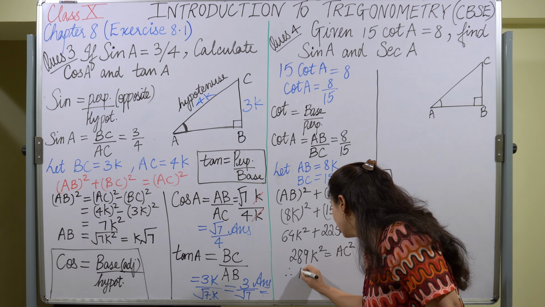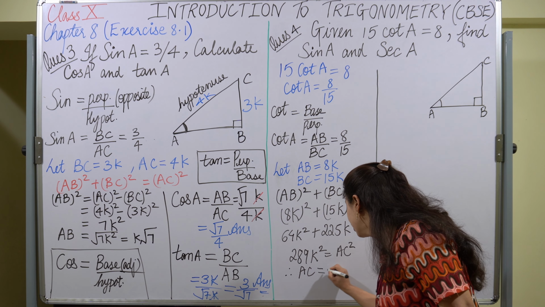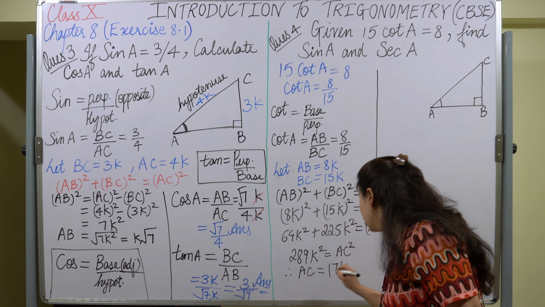So therefore AC will be equal to 17k. We will be taking the under root because we need to remove the square sign. This can only be removed by taking the square root. So square root of 289k square will be 17k, because 17 square is 289. Okay, so AC value we have got to be 17k.